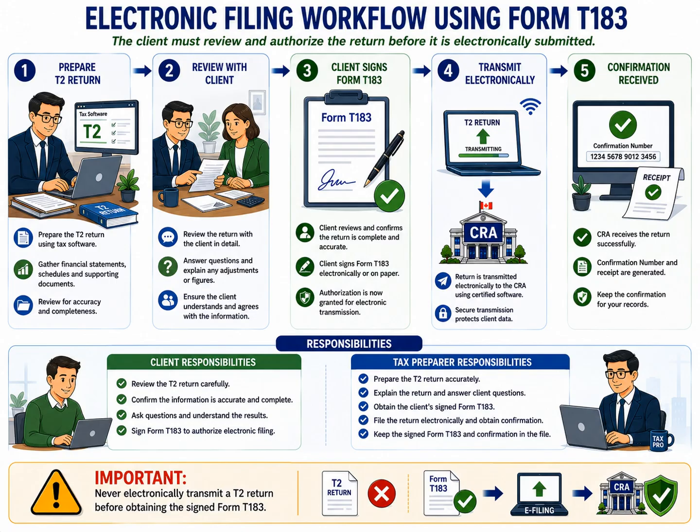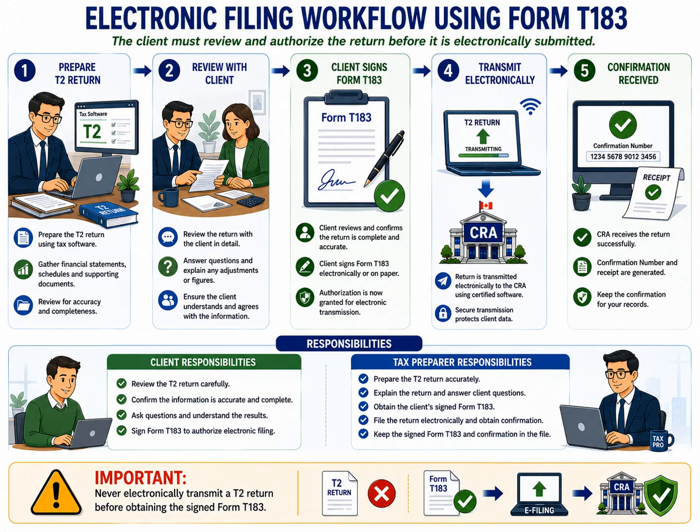The return is securely sent to the CRA through the electronic filing system. Once the transmission is successful, the CRA provides a confirmation number acknowledging that the return has been received. The confirmation number should always be retained along with the signed Form T183 and the corporation's tax working papers. These records provide evidence that the client authorized the filing and that the return was successfully transmitted. Maintaining these documents is an important part of professional record-keeping and CRA compliance.